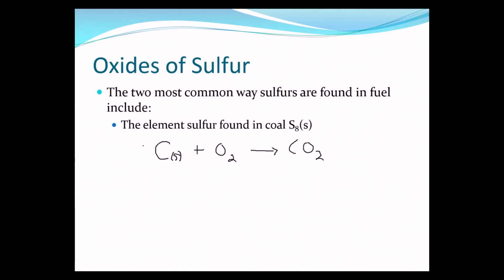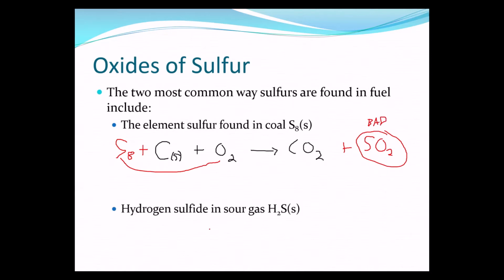Sometimes in coal, you have contaminants like sulfur. And sulfur is found as S8. The 8 doesn't really matter, but sometimes you have that contaminant of sulfur. And when that sulfur combines with the oxygen, it makes SO2. And this SO2 is bad. This is what leads to acid rain, and that's not what you want.